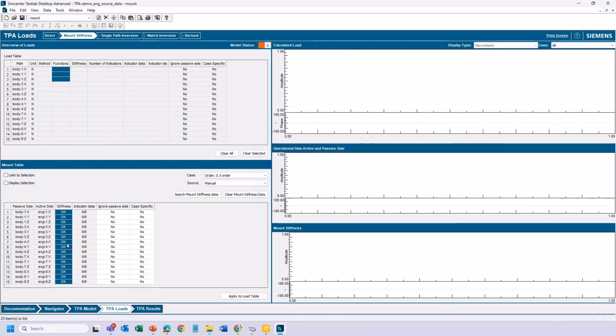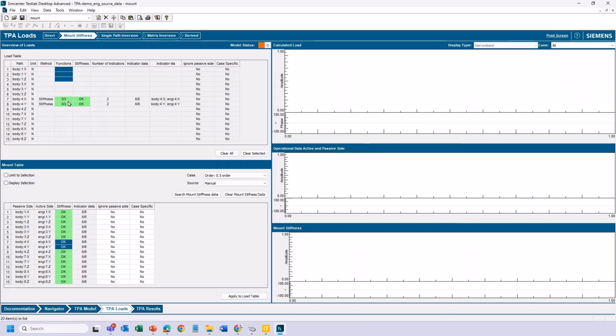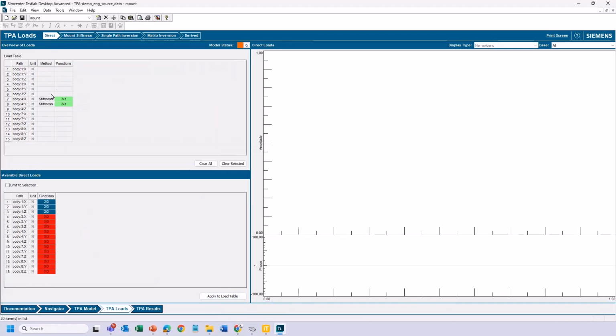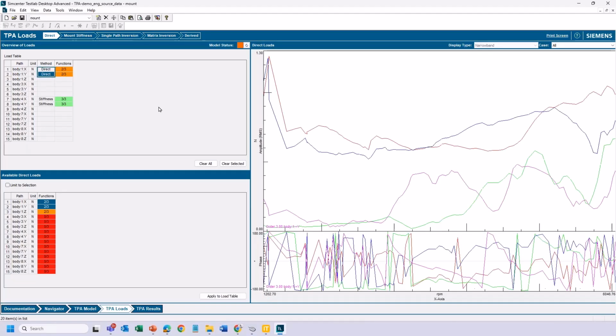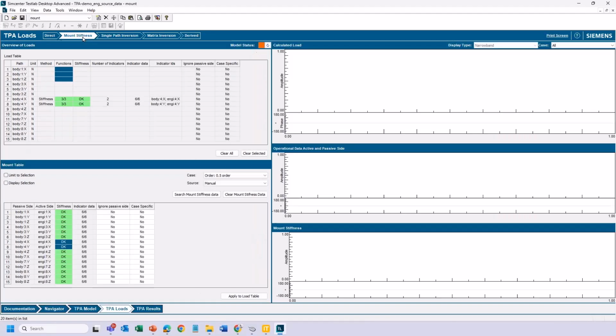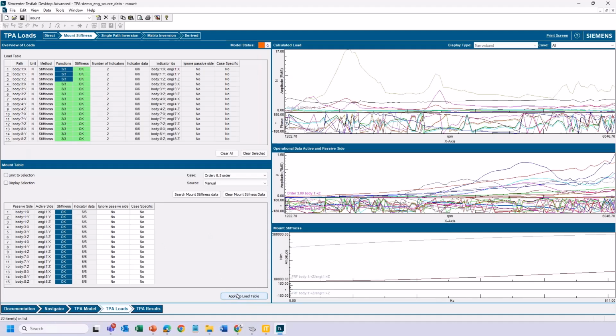just to point out, if I had this and I say apply to load table, I'd get two methods like that. I did have some directly measured forces. So I have these defined in a stiffness way. These were directly measured. I could say apply to load table, and I could have a combination of directly measured forces and stiffness as well, method or mount method. But in this case, we'll just go all mounts, okay?